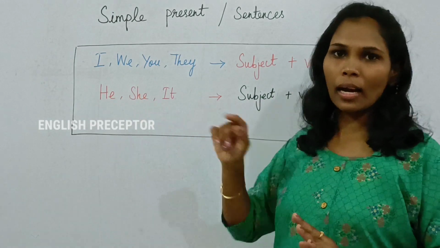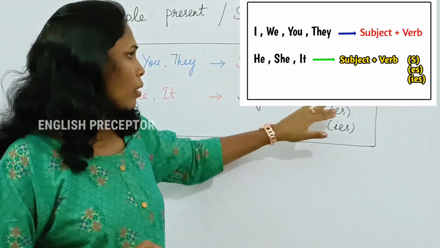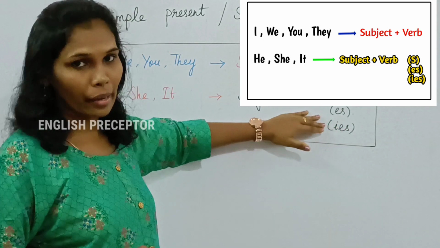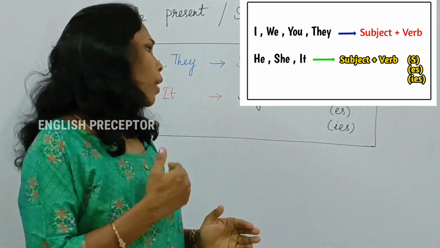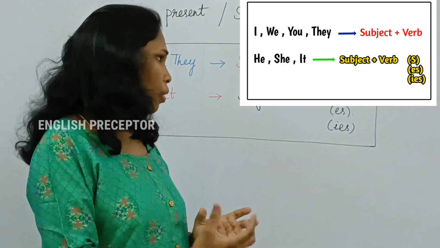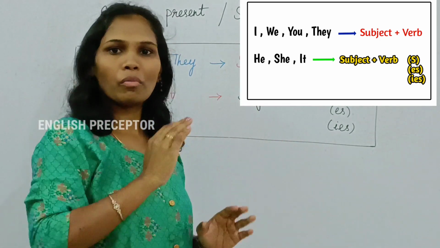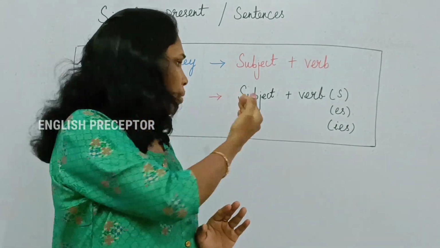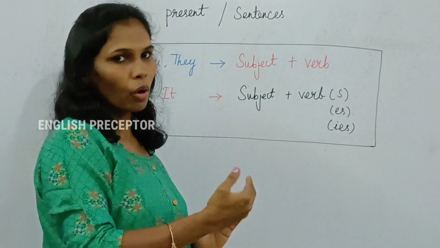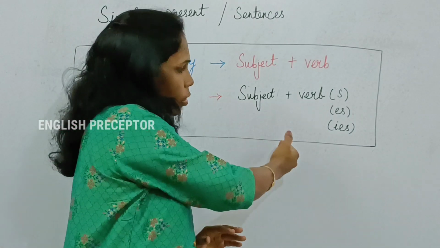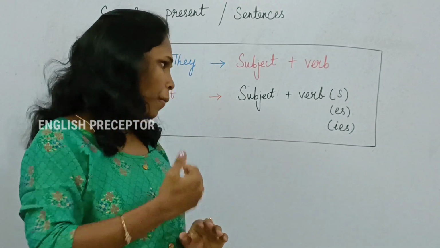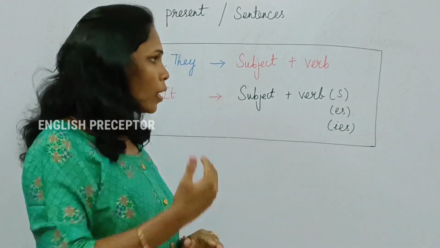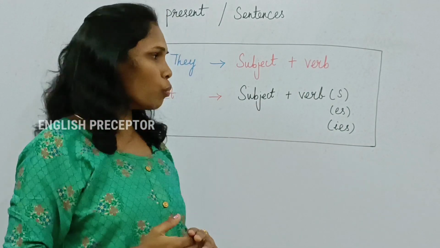But when he comes, we have to use S with the verb, ES with the verb, IES with the verb. So the thing is, it changes according to the word. For example, come, comes, which is adding only S. But when we use go, we use ES, right? Go, goes. When we use study, we take away the Y and add IES, studies, right? So it changes according to the word.